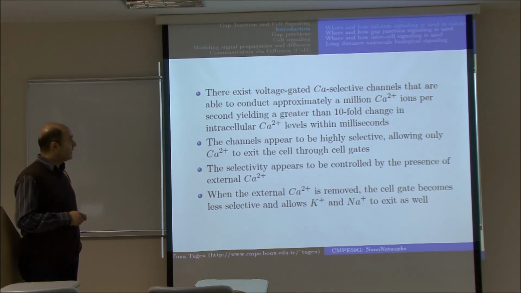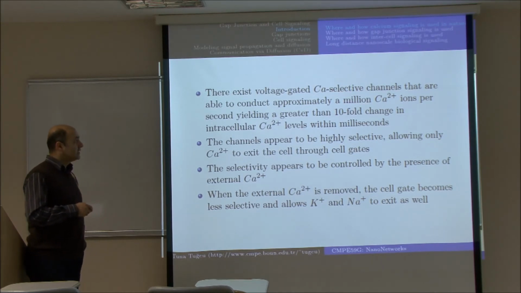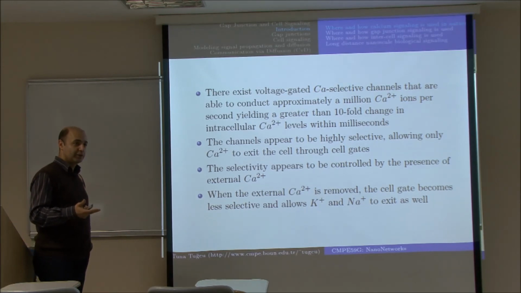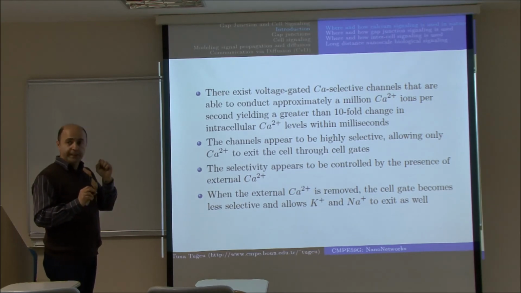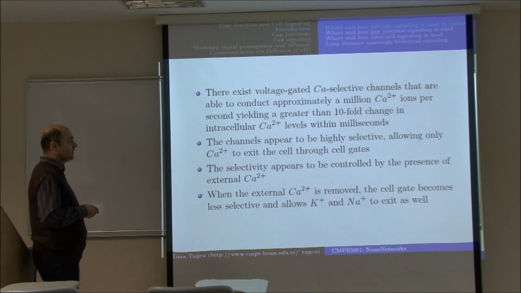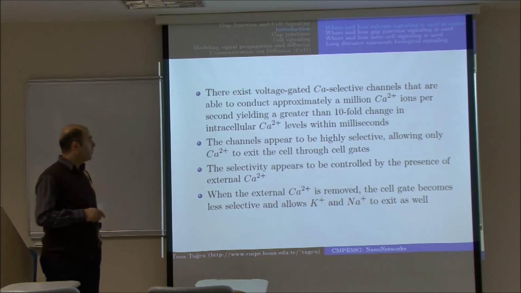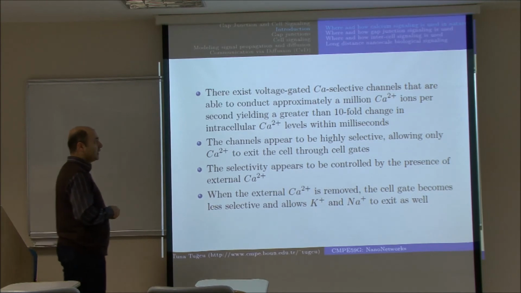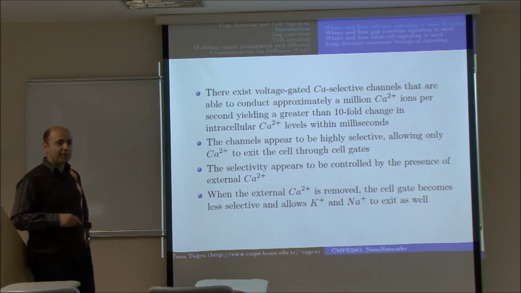Inside the cell, they're voltage gated, that means controlled by the voltage. Voltage gated calcium selective channels, that means channels that only allow the passage of calcium. So there are channels that allow only the passage of calcium ions, and you can control the opening and closing of these channels by voltage. These voltage gated calcium selective channels are able to conduct approximately 1 million calcium ions per second, yielding a greater than 10-fold change in the intracellular calcium levels within milliseconds. That's pretty fast compared to some other techniques we will be discussing.